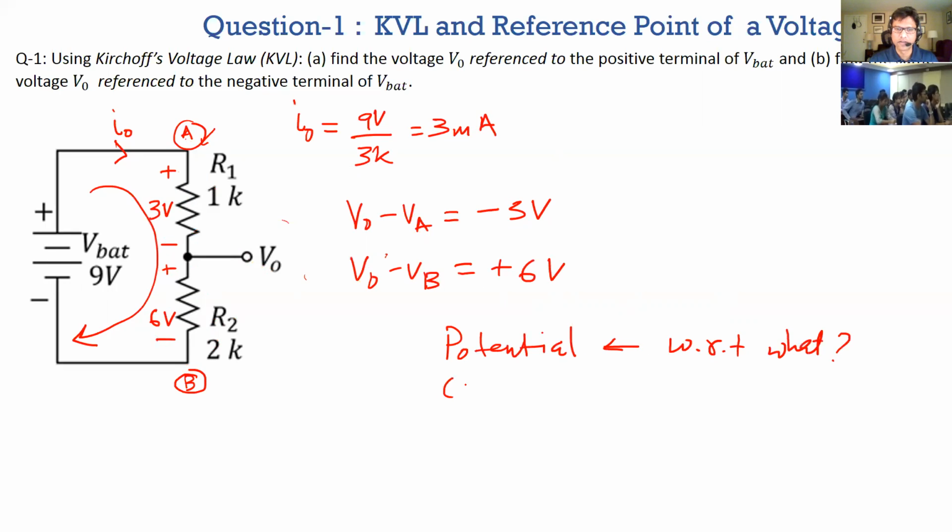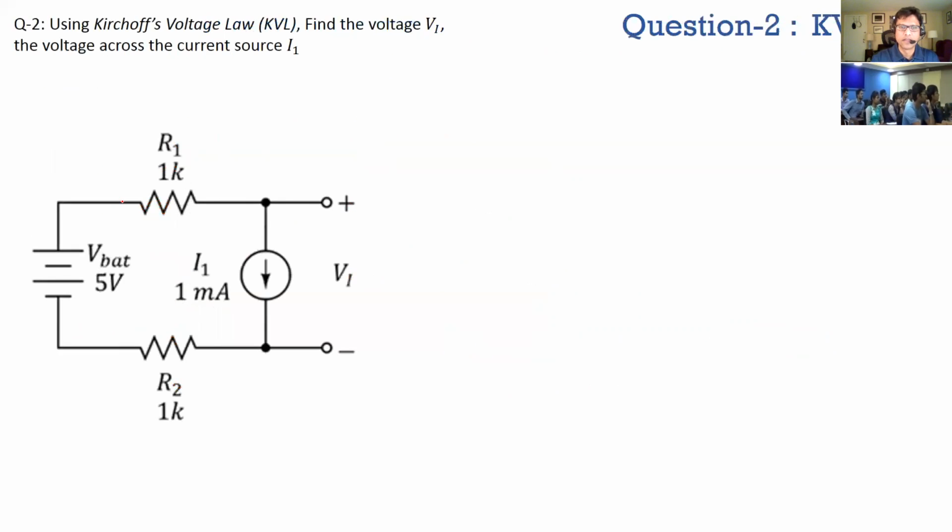But current, obviously, it's a cross section. So at any cross section, you find delta Q over delta T, and there's your current. So there is no reference for a current. If I'm telling you the current through this branch is 3 milliamp, it is 3 milliamp. It's not with respect to anything, correct? So that's one thing to keep in mind.